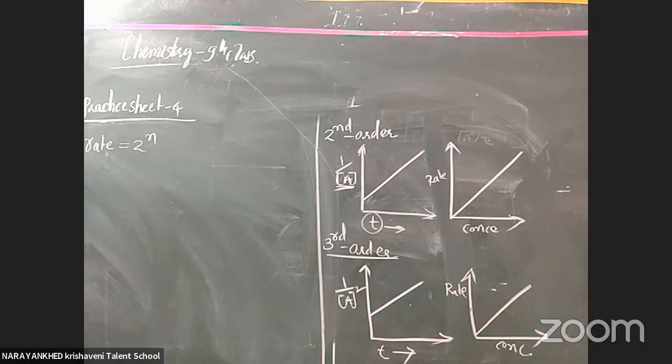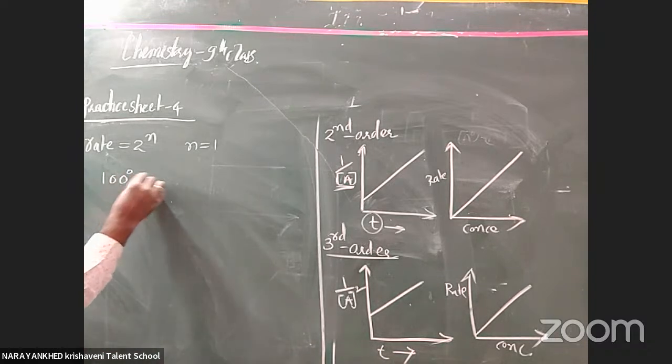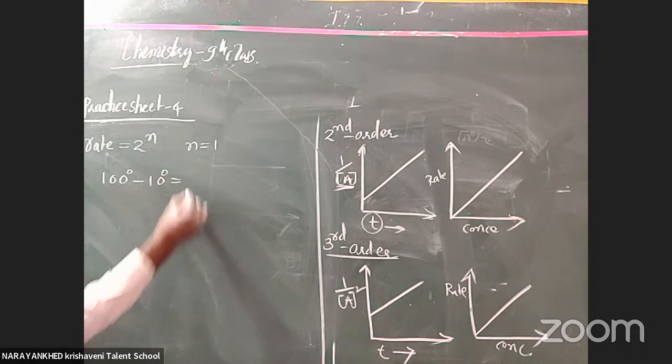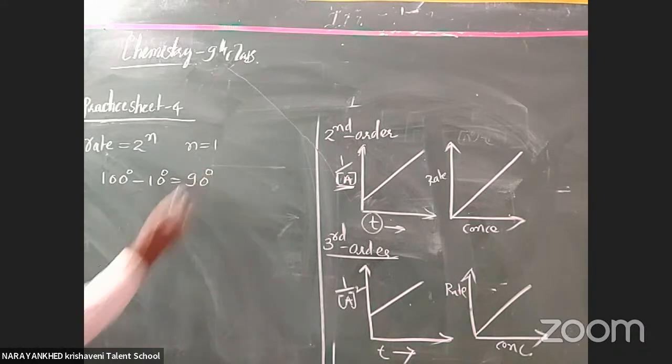Here, what is given? Double. Here, suppose n is taken as 1. Got it or not? n is equal to what here? 1 we considered. Understood, all the students? And what is the difference between 10 and 100, that is 100 degrees centigrade minus 10 degrees centigrade? It is about 90 degrees.